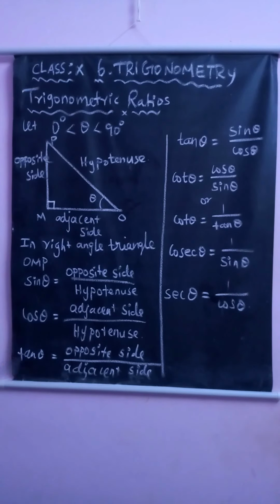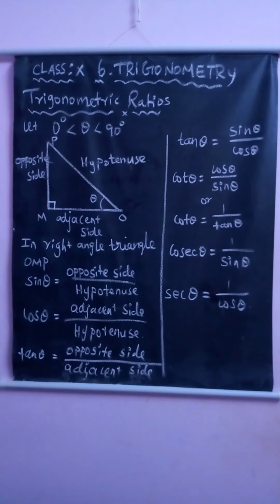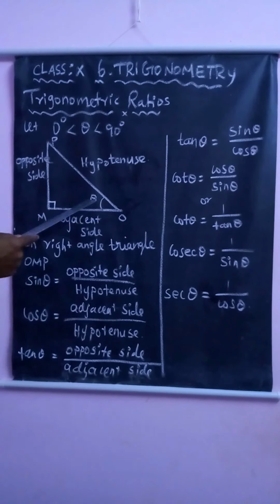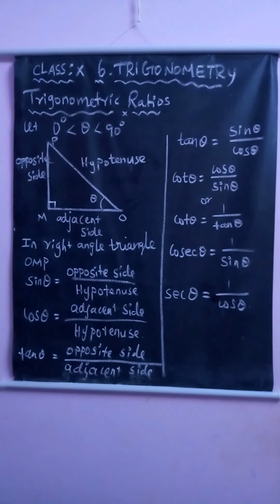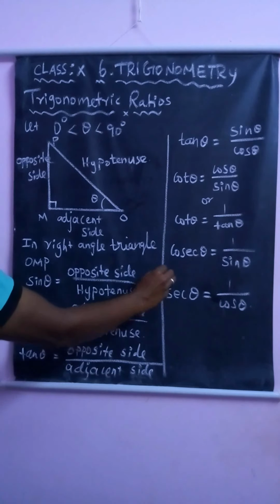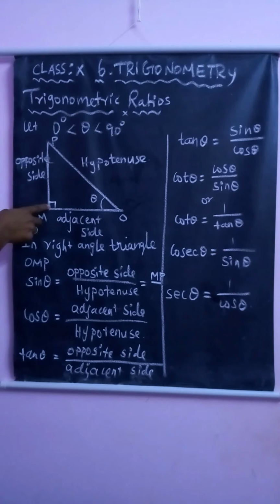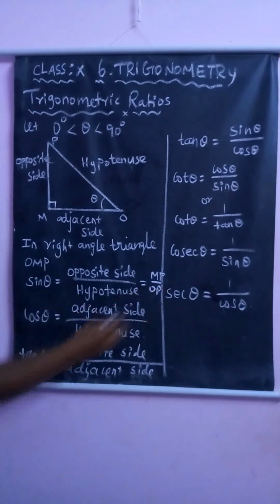So in right angle triangle OMP, sin theta is called opposite side divided by hypotenuse. Sin theta equals opposite side divided by hypotenuse. So this is the theta, and the side opposite to theta is MP, divided by the hypotenuse. The hypotenuse is opposite to 90 degree, which is OP or PO.